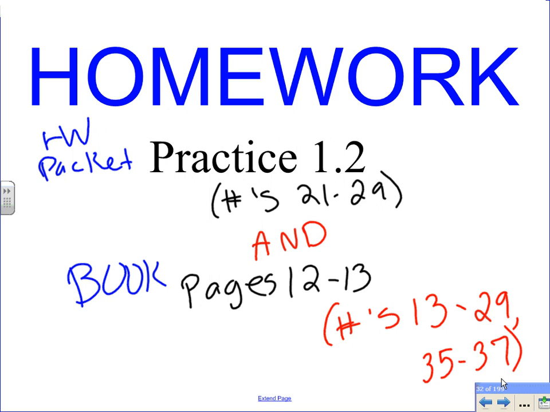Yeah, either in your notebook or on a piece of loose leaf. And then just leave it in your binder. Make sure you bring both of those assignments back on Tuesday. You should have time to finish this at school. But if you don't, make sure you finish it over the weekend. Bring it back Tuesday.